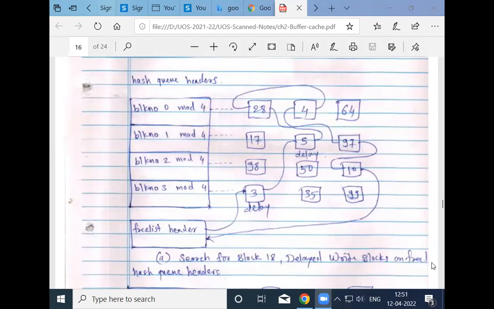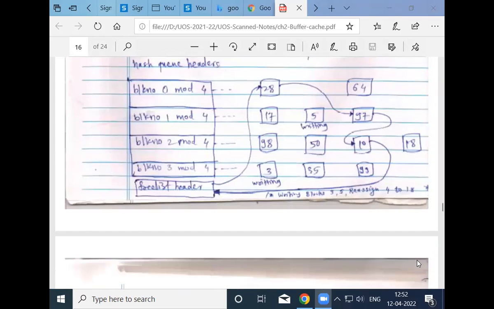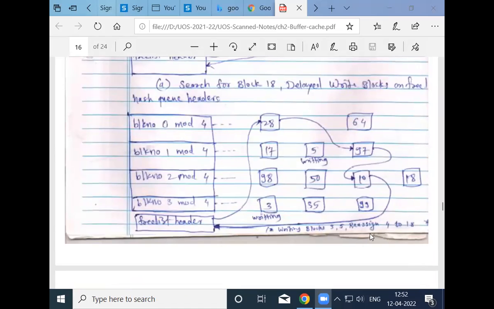Okay, so draw the first diagram, then draw the second diagram. Is it over? First diagram is over? No, ma'am. Come on, give the response. Draw the second diagram. This is the second diagram according to the third scenario. Writing blocks 3, 5, reassign 4 to 18. So this is the second diagram, that is after application of the third scenario.